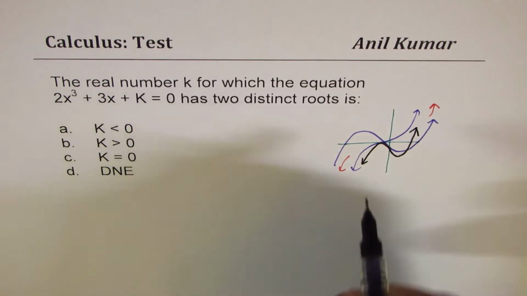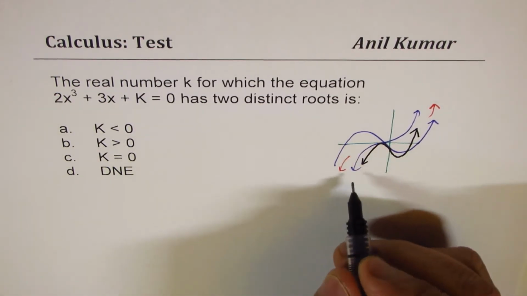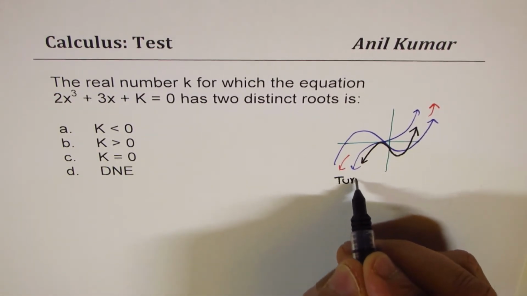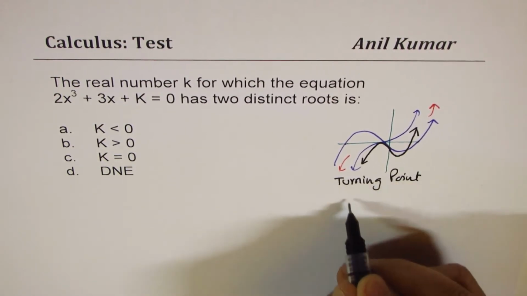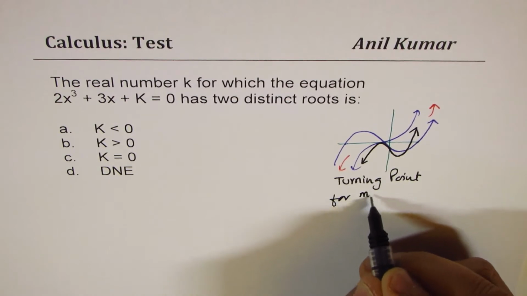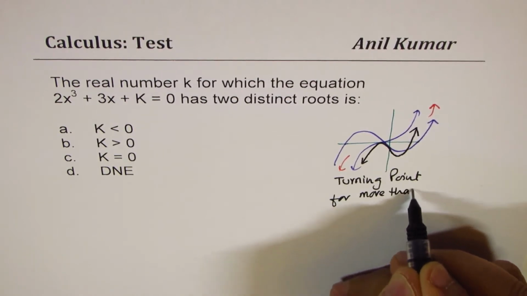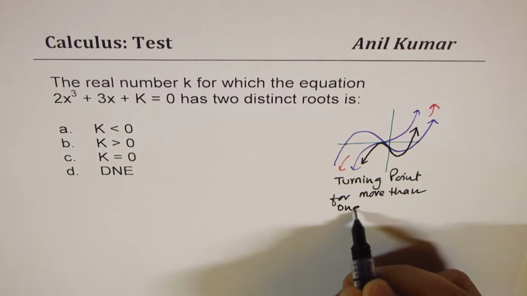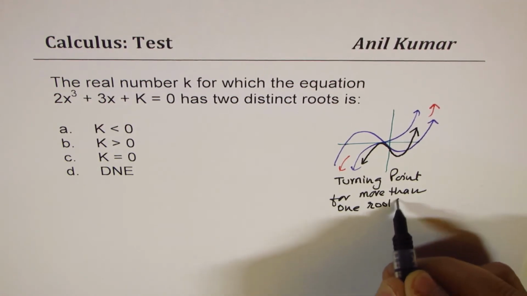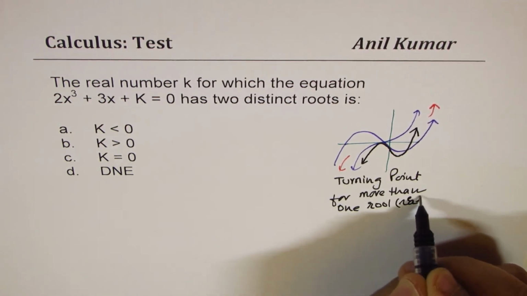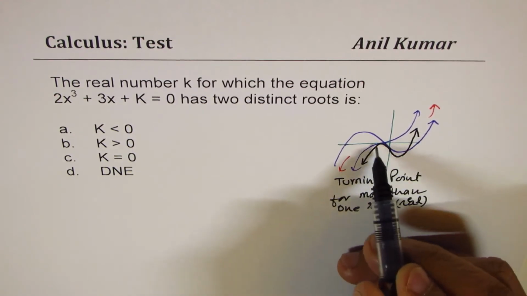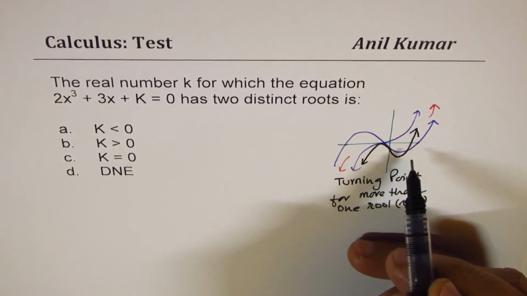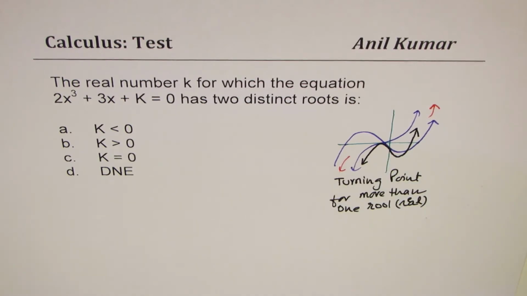So what we notice here in each case is that we have a turning point for more than one real root, okay? So if the graph doesn't turn, in that case, you cannot have two real roots. That is the key to answer this particular question. Now I think you got a hint.